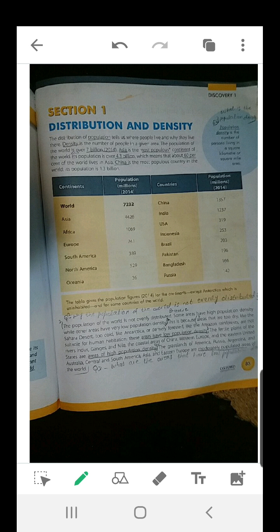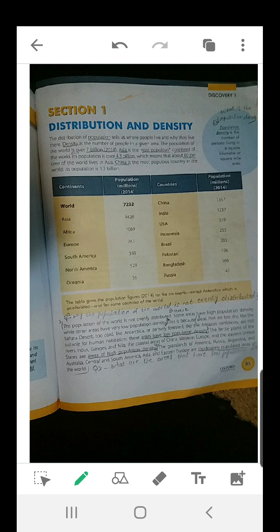China is the most populous country in the world. Its population is 1.3 billion. Underline this. Okay, this is a chart where it's given how many people live in this specific country. You can read that in your free time.